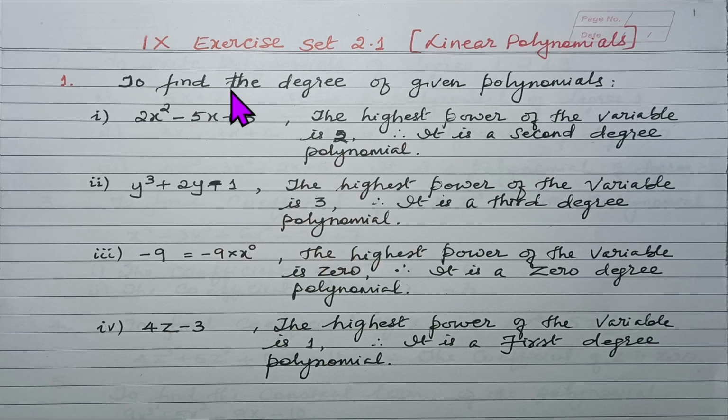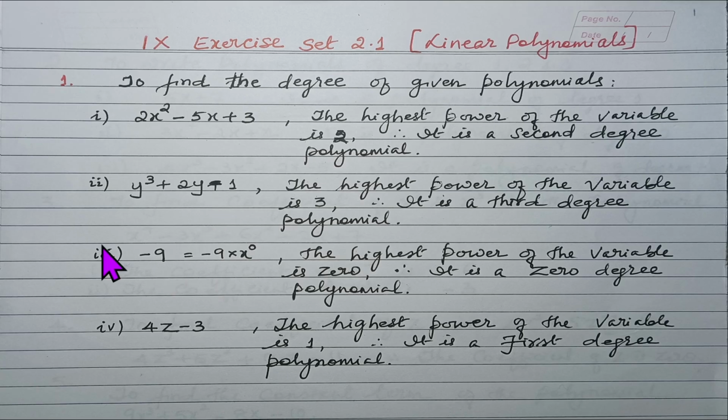The first example is to find the degree of the given polynomials. We are given a polynomial here, 2x square minus 5x plus 3. The highest power of the variable is 2, and therefore the degree of this polynomial is 2, or it is a second degree polynomial. Now the second example, y cube plus 2y minus 1. The highest power of the variable is 3, therefore it is a third degree polynomial, or a polynomial of degree 3.